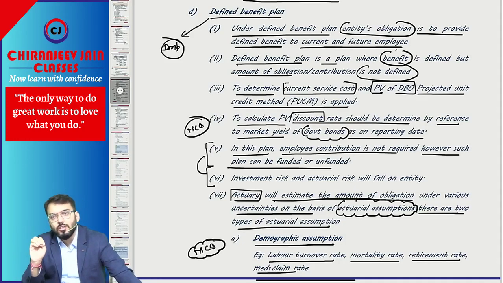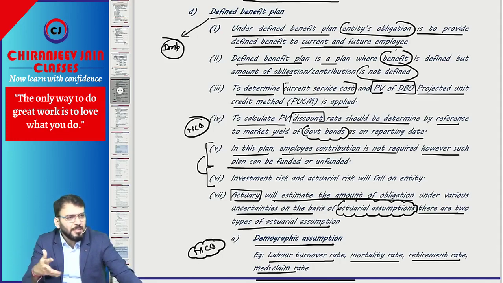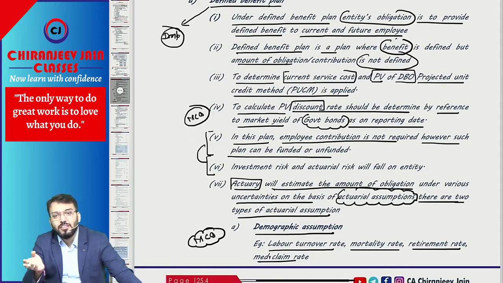Now the actuary's estimation is based on some assumptions. There are two types of such assumptions: one is known as demographic assumption, the other is known as financial assumption. These are all important for MCQs. However, we have understood that to recognize current service cost and present value of DBO, we will use which method?